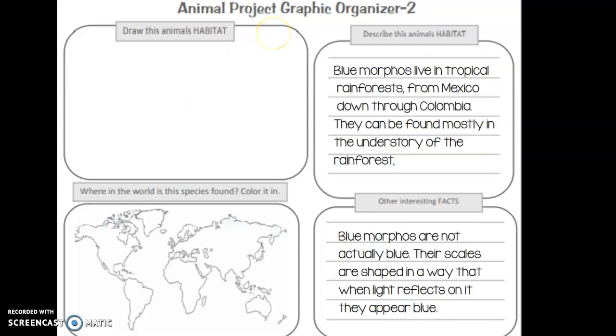And over here up on the top right, it says describe this animal's habitat. So I've written blue morphos live in tropical rainforests from Mexico down through Colombia. They can be found mostly in the understory of the rainforest. Underneath, to answer the question about other interesting facts, I've put that blue morphos are not actually blue. Their scales are shaped in a way that when light reflects on it, they appear blue.